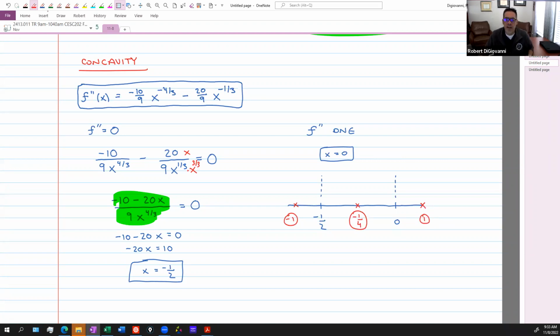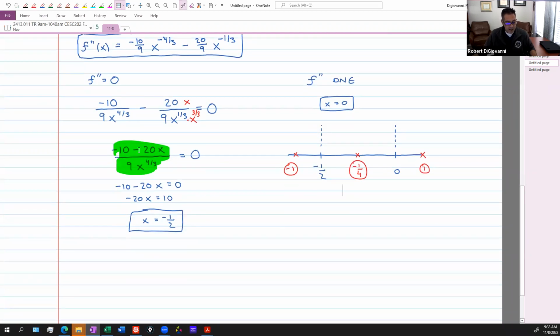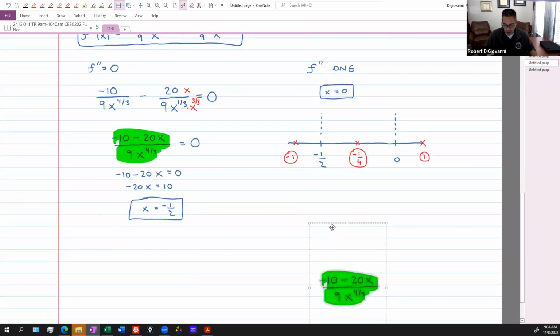Where am I plugging those test points in? The derivative. Which one? The second one, right? Because I'm interested in the concavity here. So my second derivative is the one I just did in green here. I would like us to think about this for a second before we start plugging things into it.